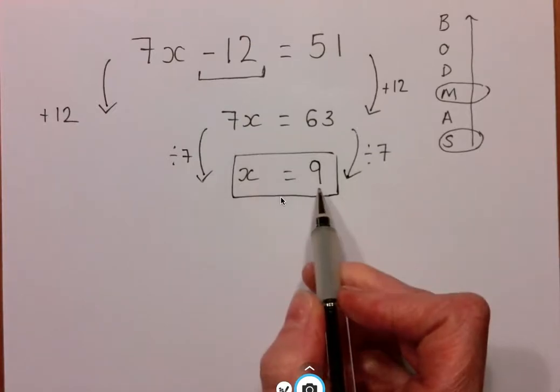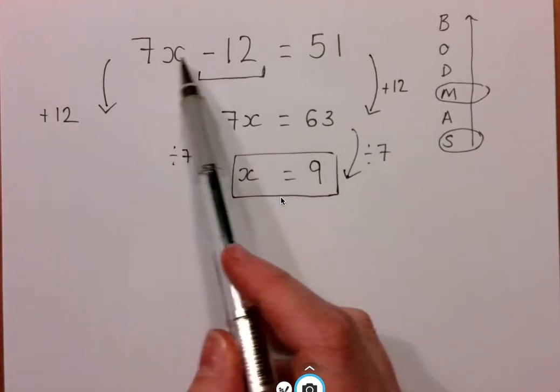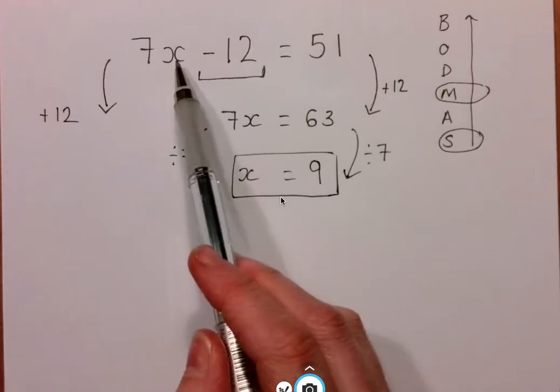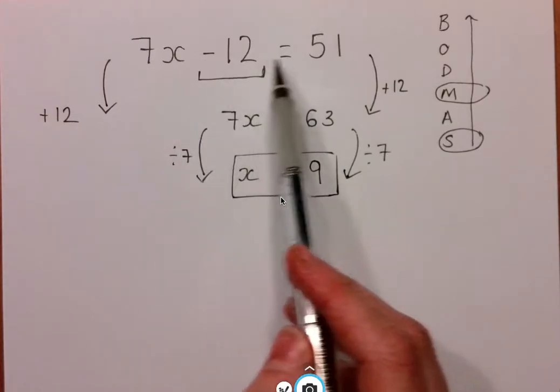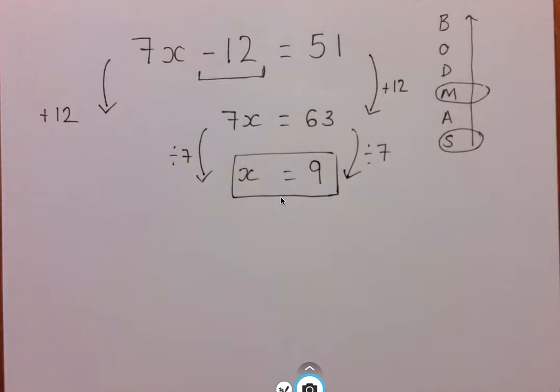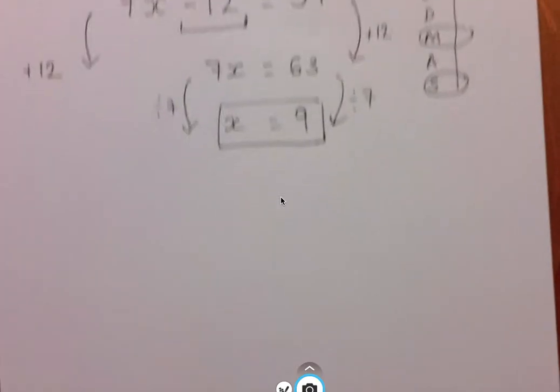Okay, if I put that back in, it should work. 7 times 9 is 63. 63 take away 12 gives me 51. Okay, so let me just do another one with you now.